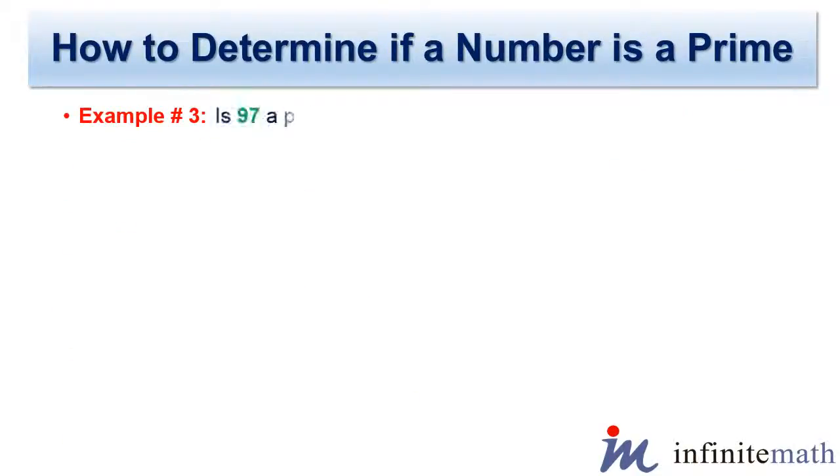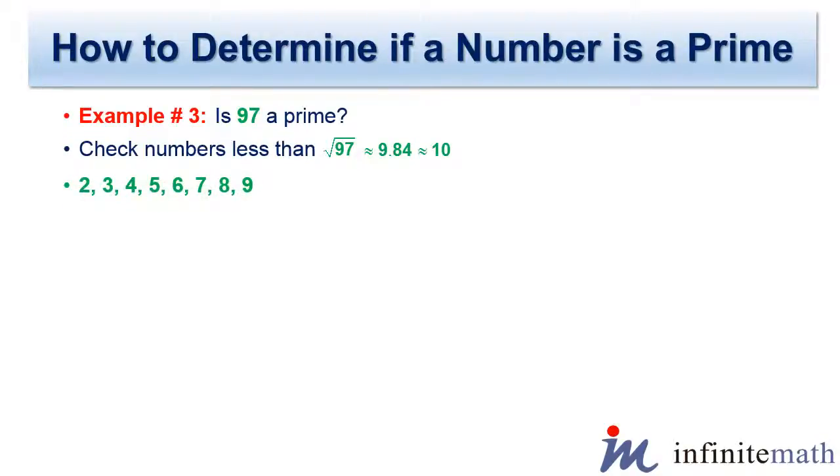Let's do another example. Is 97 a prime? We'll just have to check numbers less than the square root of 97, which is a little less than 10. So we'll list all the numbers between 1 and 10 and check for each number. 2 is not a factor. 3 is not a factor. Similarly, none of these numbers is a factor of 97. So we'll say that 97 is a prime number.